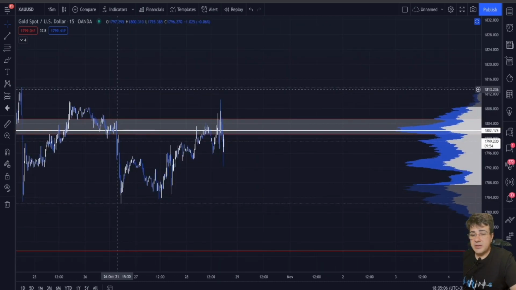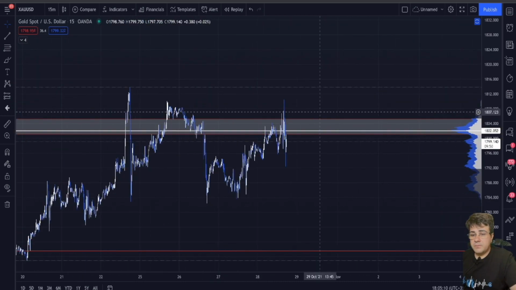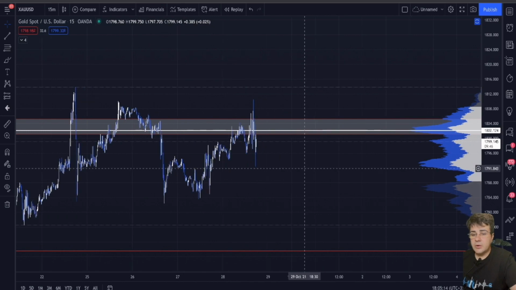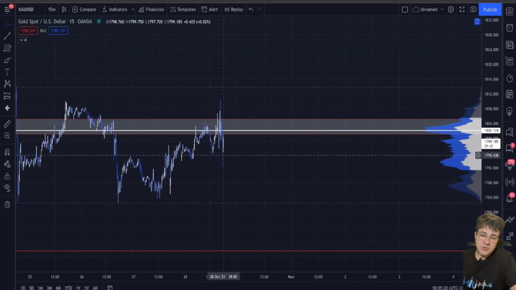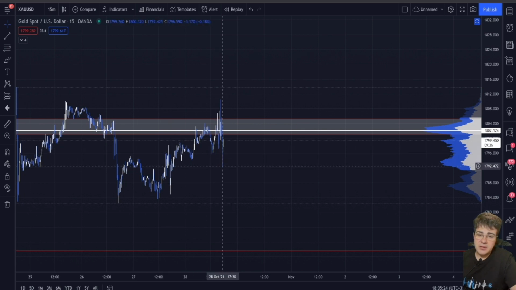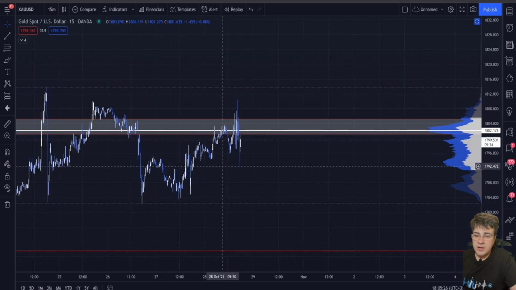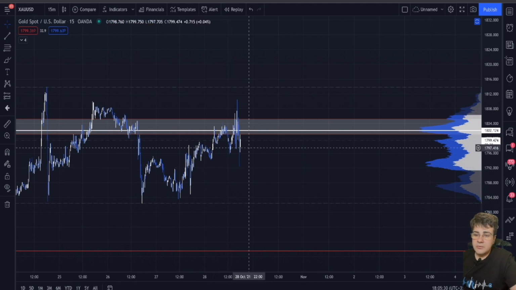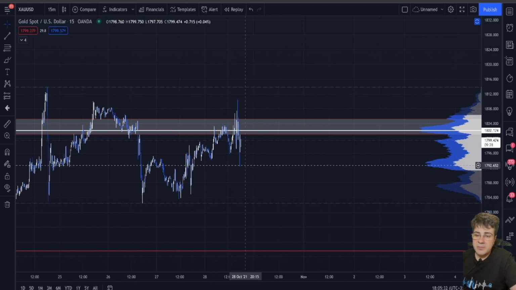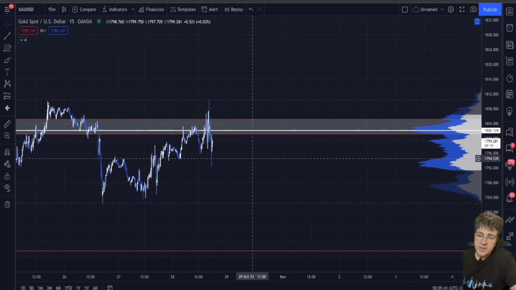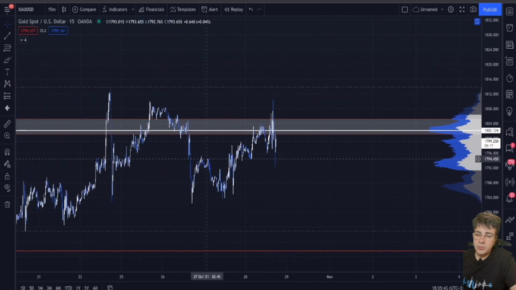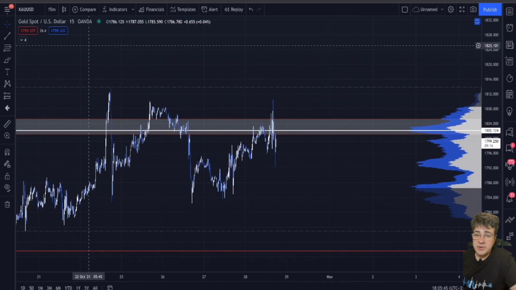So let's begin with gold. In my opinion, right now gold has made a break in market structure, an internal break in market structure, although it landed in this consolidation block. So we can see here a lot of buying pressure at 1792. So what do I think gold will be doing in the next period?